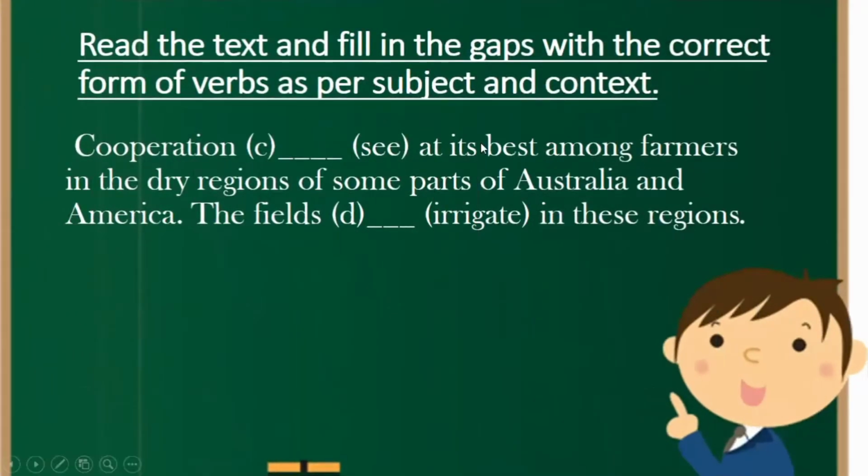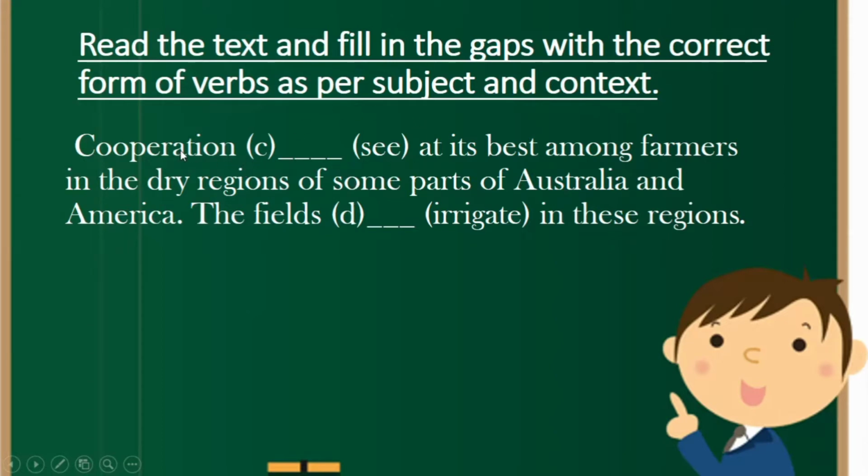Cooperation see at its best among farmers in the dry regions of some parts of Australia and America. We can see the best example of cooperation in some dry regions of Australia and America. So notice the subject over here. The subject is cooperation and the verb is see.